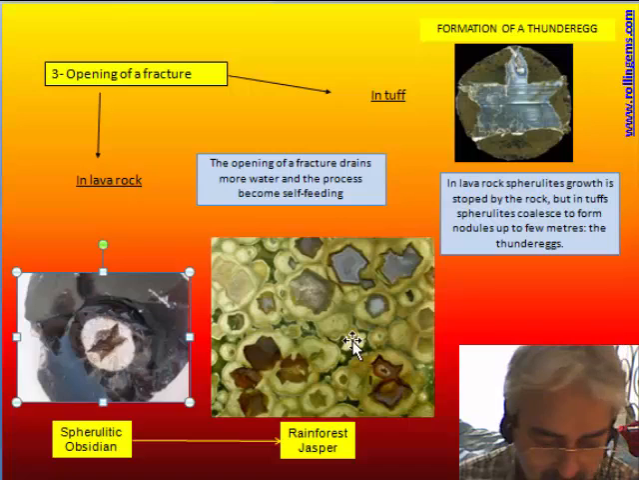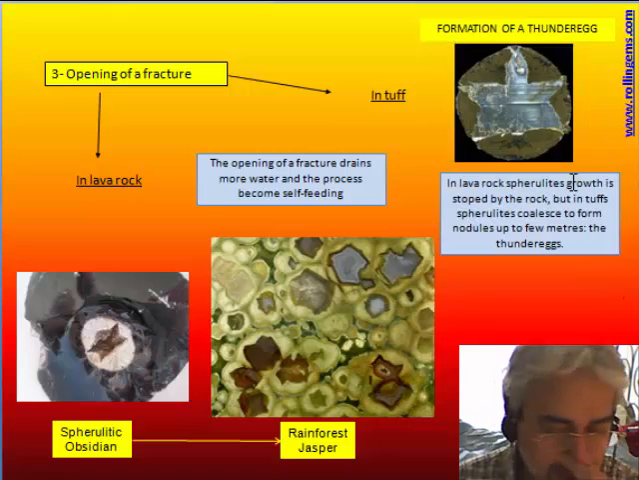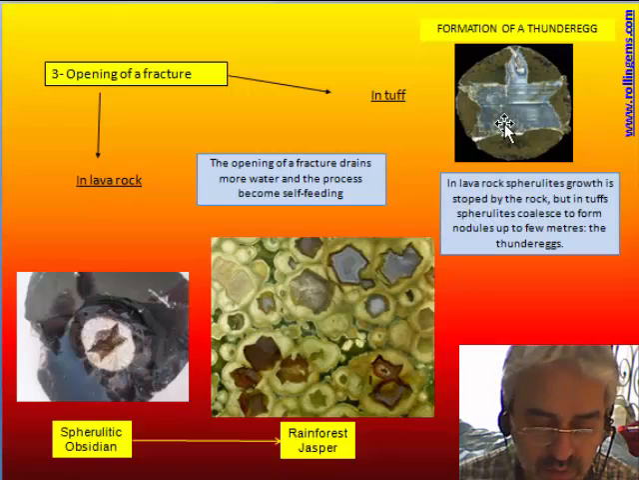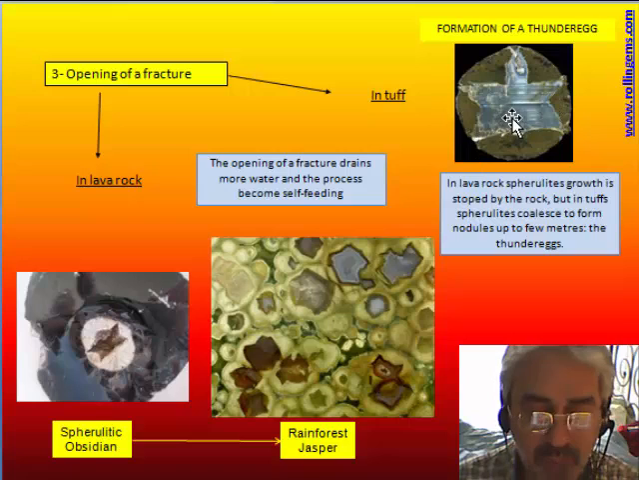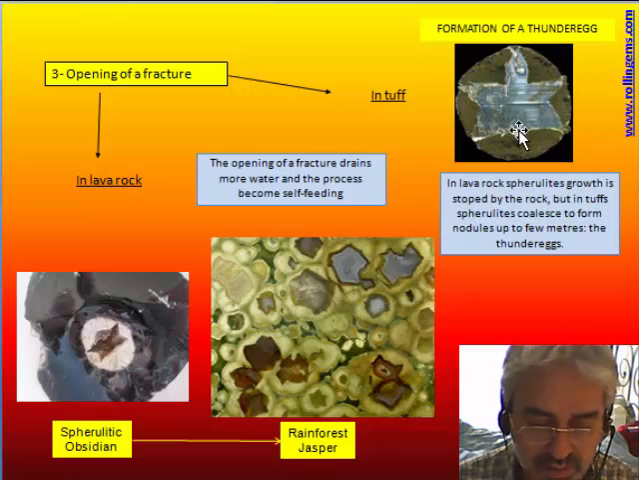In a tuff, when the opening of the fracture happens, this fracture can drain more water. The water can make a stronger alkali-silica reaction that produces more dissolution of glass and bigger nodules. The nodule grows and more spherulites stick together, and in the next season the fracture can be bigger, so the process is self-feeding, and this is the way the tanderek grows. But we will see the formation of tanderek in more detail in another chapter.